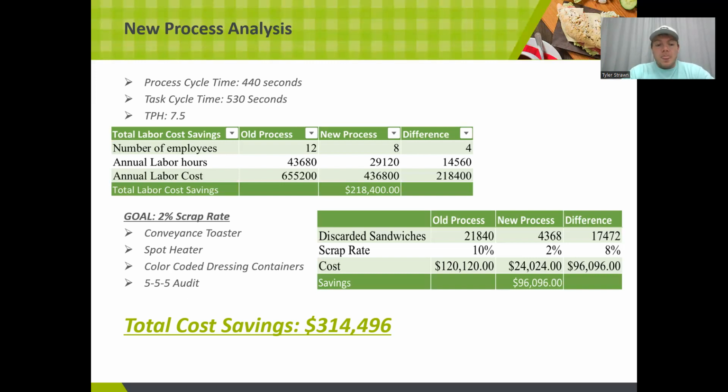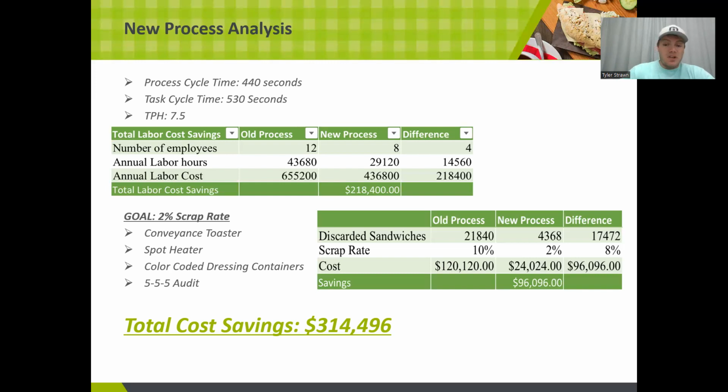And that's without even addressing the big issue. Now, with our new capital investments of the conveyance toaster, the spot heater, our color-coded dressing containers, I've also implemented a 5S audit, allowing us to observe, coach, and re-observe, because we really want to trim that scrap rate down from 10%. That is just too much. I have established our goal to be a 2% scrap rate.